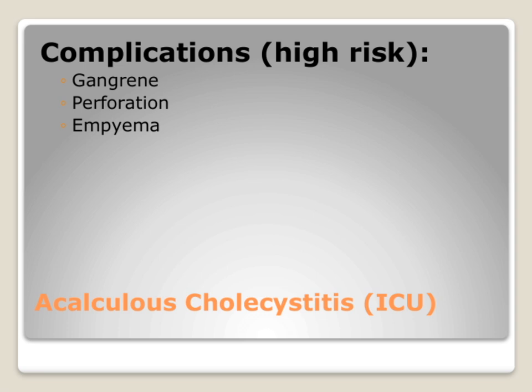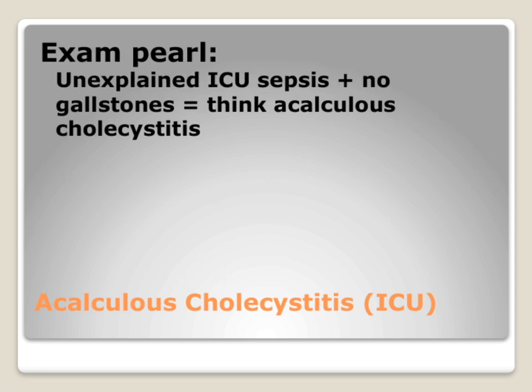Lastly, acalculous cholecystitis, often seen in ICU patients, occurs without gallstones but still involves inflammation of the gallbladder. Recognizing these complications early is crucial because they significantly increase morbidity and require prompt, aggressive management. Connecting this back to our overall theme, understanding these risks helps us prepare for and prevent severe outcomes in our patients. Let's look at an important exam pearl here.